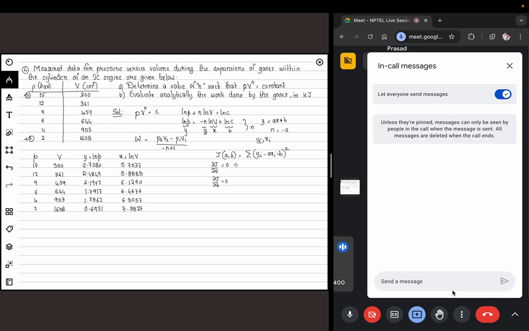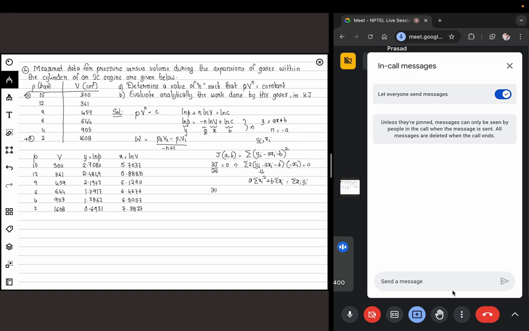If I calculate del j del a from this equation, it will be sigma 2 times (yi minus a xi minus b), and if you apply the chain rule, there is another minus xi coming here, equal to 0. This gives me a times sigma xi square plus b times sigma xi equals sigma xi yi.